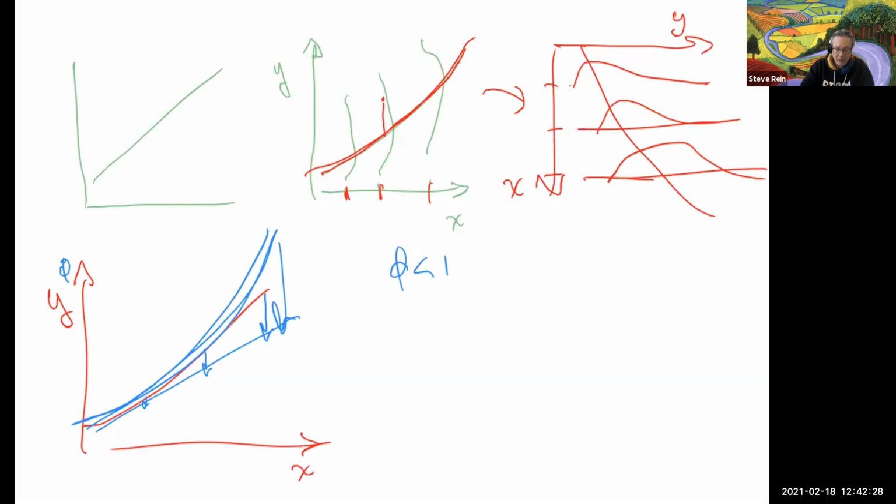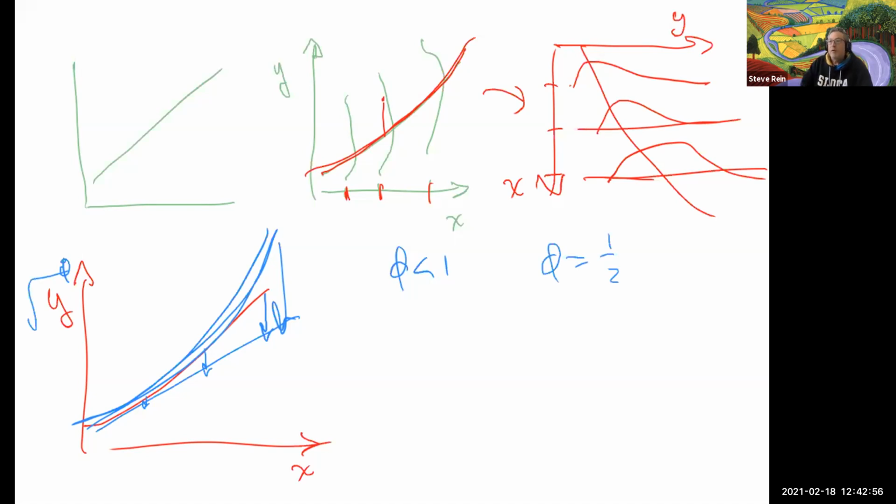Okay, but let's even consider a possible value for phi. If phi equals 1/2, we're talking, let's take a square root of y. Well, the square root of 100 is only 10, but the square root of 49 is 7. The square root of 36 is 6. The square root of 25 is 5. So there's a bending of that graph.